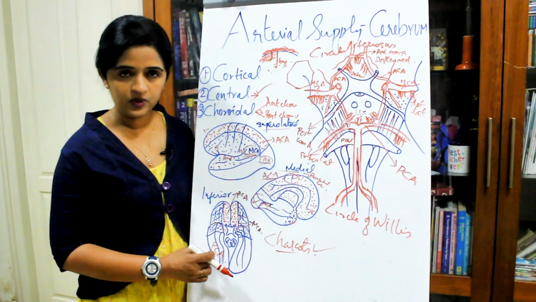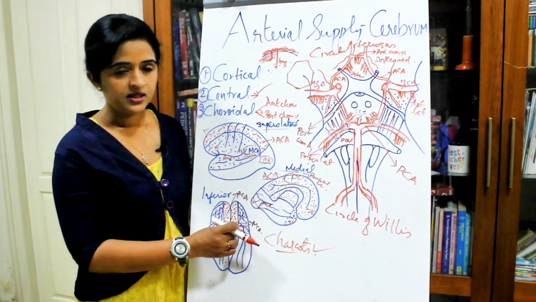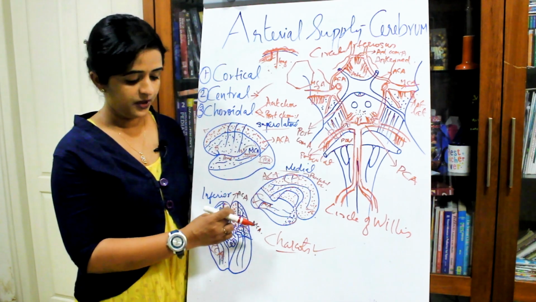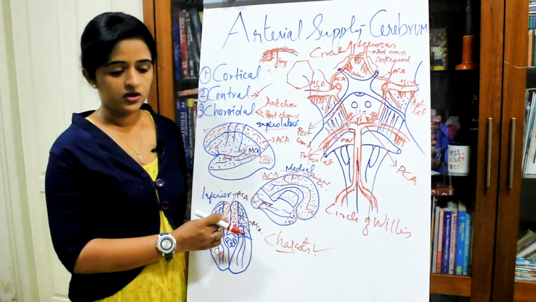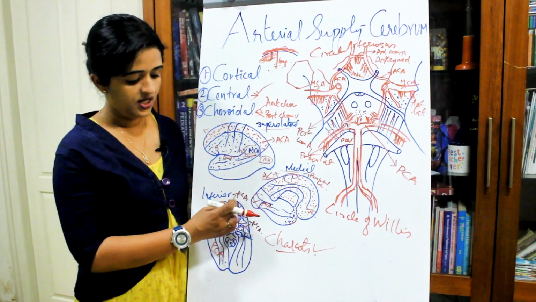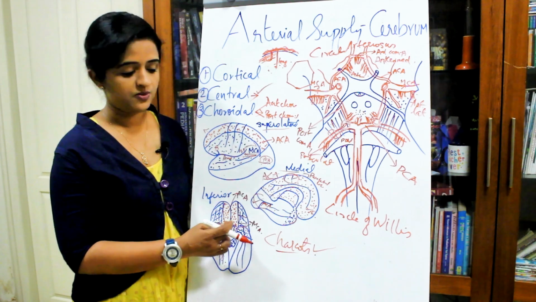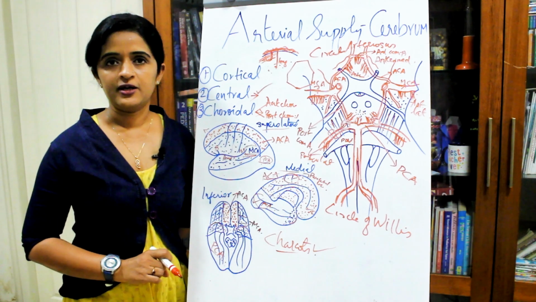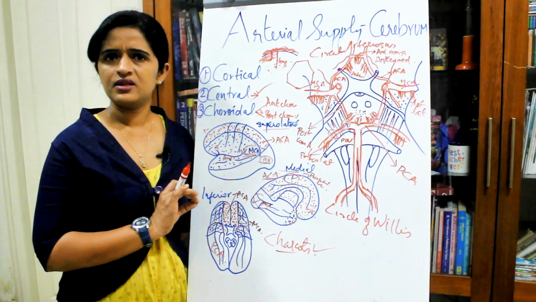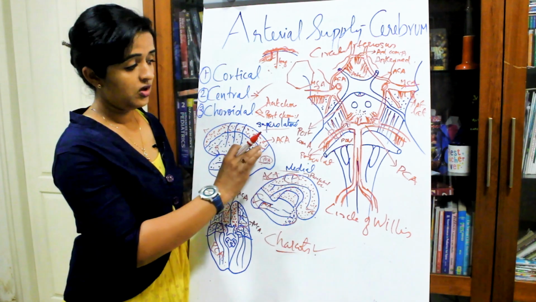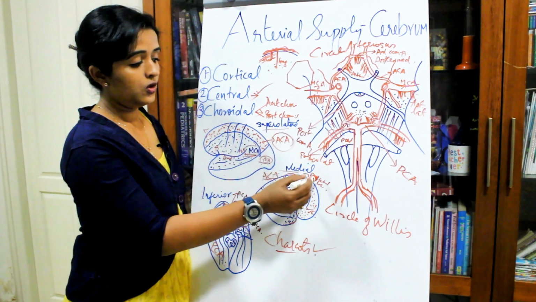That is 2/3 by the posterior cerebral artery. Then the temporal pole and the lateral aspect of the orbital part of the frontal lobe is supplied by the middle cerebral artery, and a narrow strip towards the anterior aspect is supplied by the anterior cerebral artery. So let's have a quick revision of the arterial occlusion.